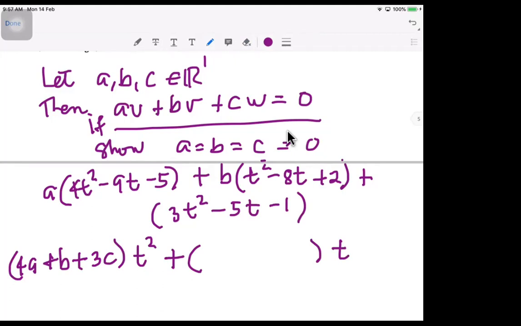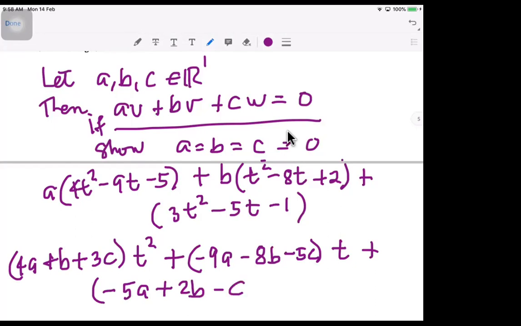Minus 9A, minus 8B, minus 5C. Plus the constant term: negative 5A plus 2B minus C. This is equal to 0.